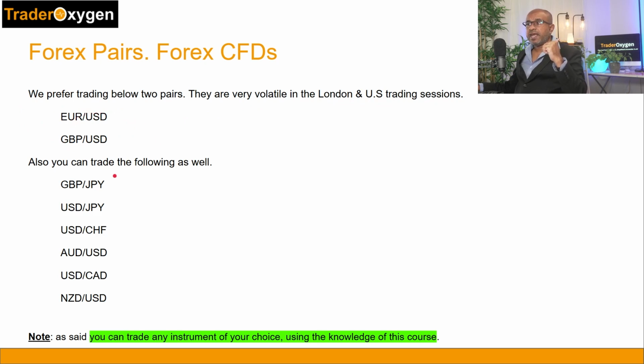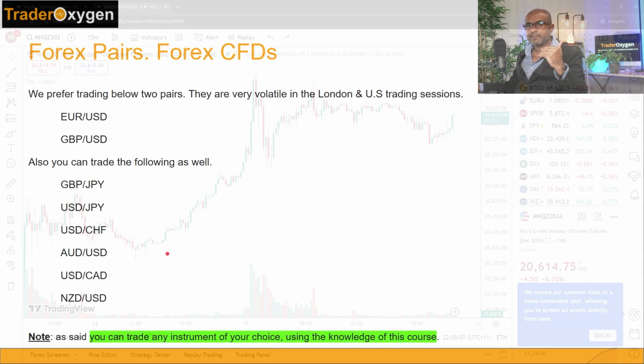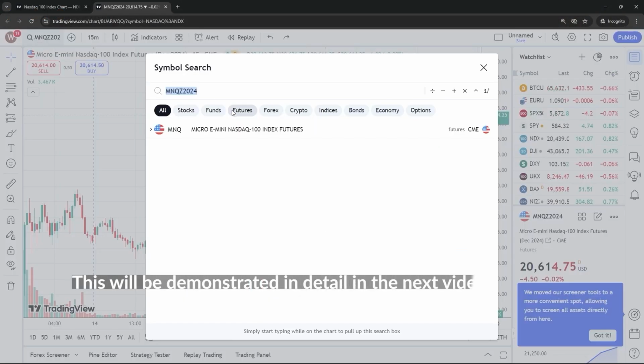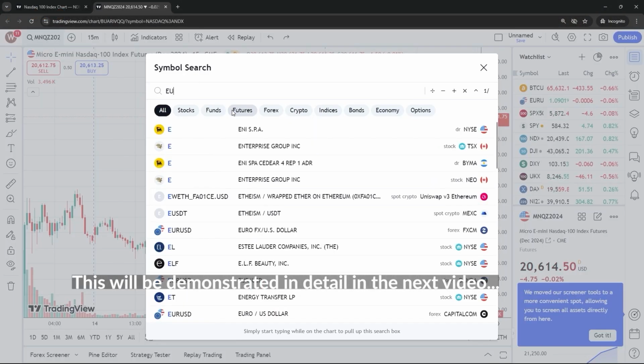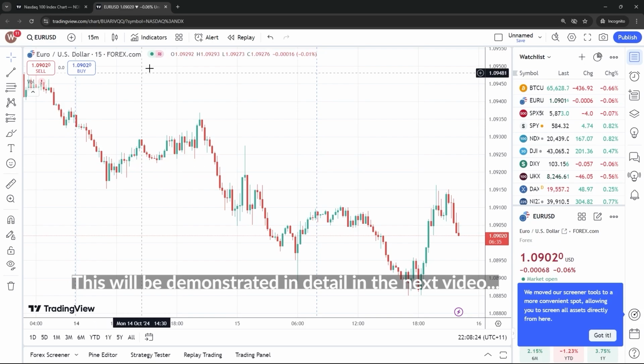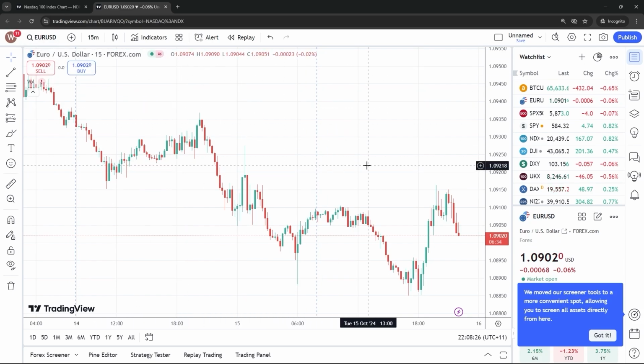Also, you can trade any of these pairs listed here or any other Forex pairs. And as said earlier, you can trade any instrument of your choice using the knowledge of this course. Let's say you want to trade Forex. So what you do is you click on this and you type the pair, let's say EUR USD, and just select, say for example, forex.com, it doesn't matter, just click on it. And this is the chart for the Euro USD Forex pair.